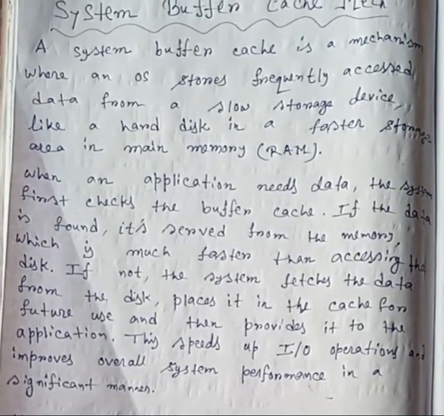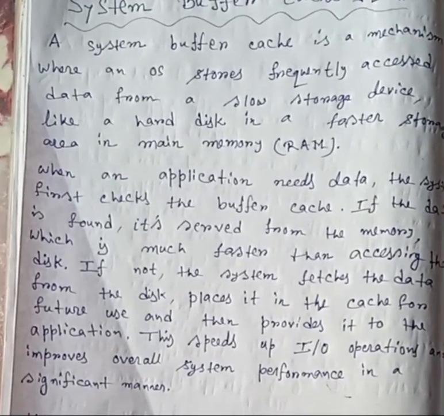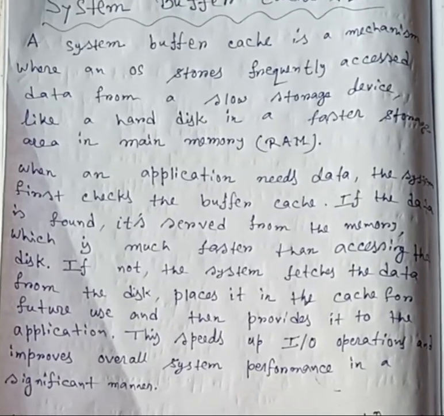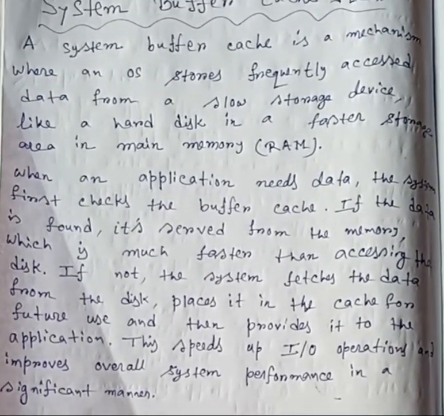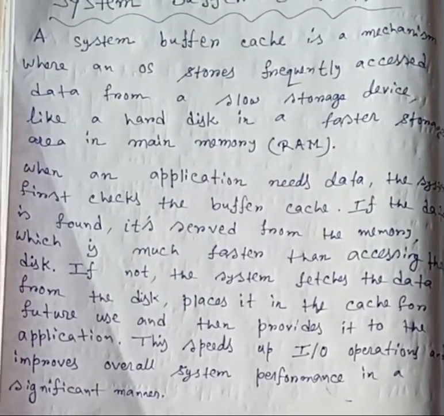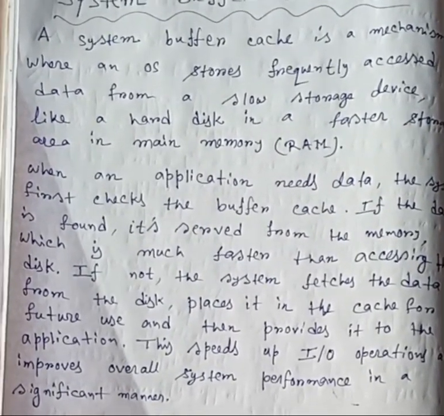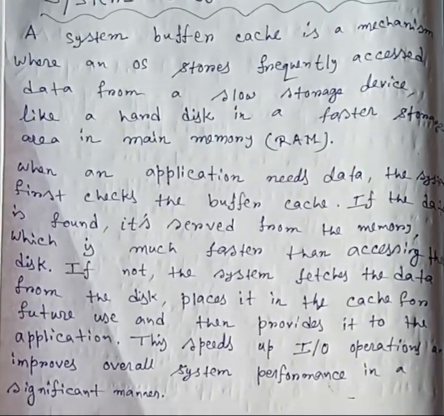Hello dear students, in today's lecture we will study the system buffer cache mechanism. A system buffer cache is a mechanism where an operating system stores frequently accessed data from a slow storage device like a hard disk in a faster storage area in main memory, RAM.